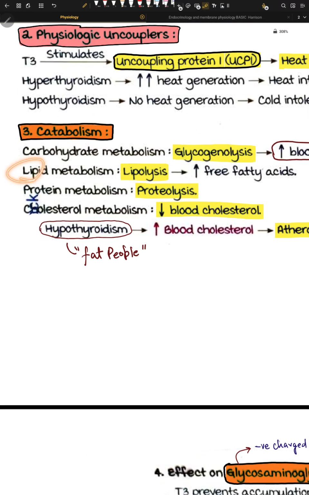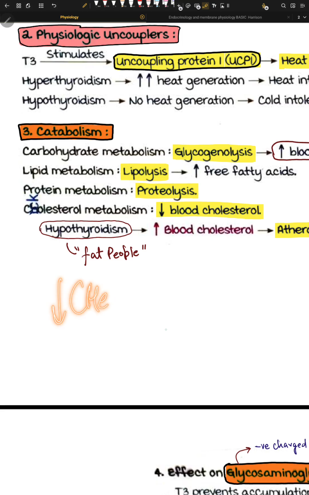Okay, lipid metabolism. A lot of lipids will be broken down. A lot of carbs will be broken down. A lot of protein will be broken down. A lot of cholesterol will be broken down. Lipid breakdown is lipolysis, protein breakdown is proteolysis. The level of blood cholesterol goes down, right? Because cholesterol is getting catabolized. If the cholesterol is getting catabolized, there will be low levels of cholesterol in the body.